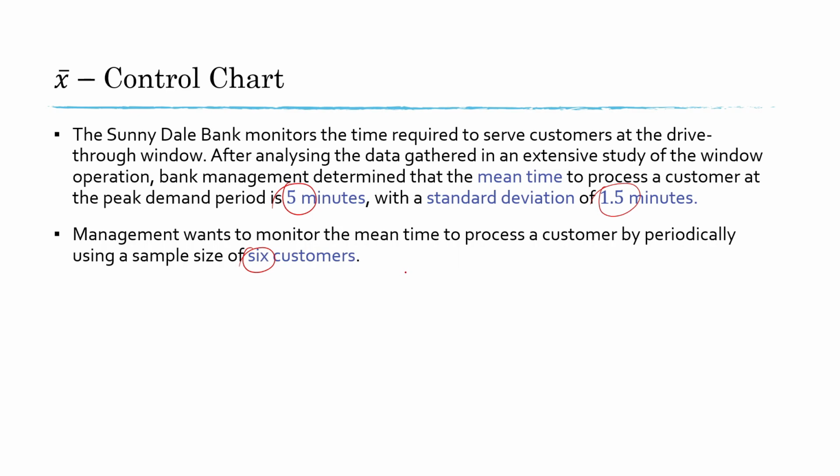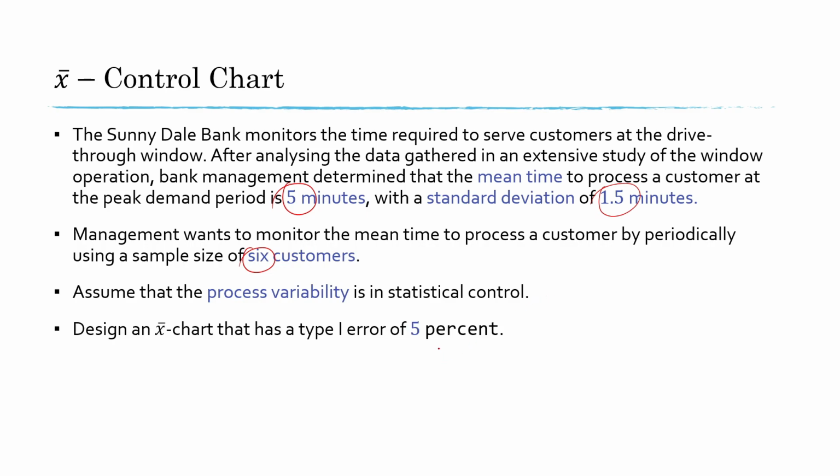We assume that the process variability is in statistical control and you are required to design an X-bar chart that has a type 1 error of 5%. It means that we set the control limits so that there is a 2.5% chance a sample result will fall below the lower control limit and a 2.5% chance that the sample result will fall above the upper control limit.